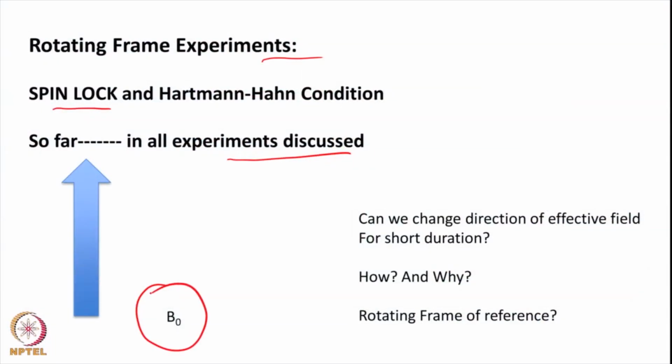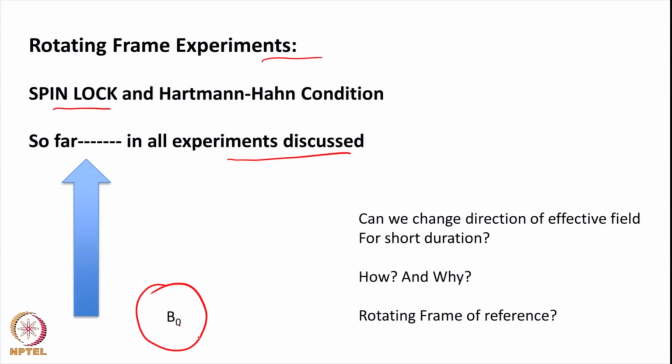So, what we have seen till now is how the spins interact with the main magnetic field, which is B0, and this interaction Hamiltonian is called the Zeeman Hamiltonian. Here B0 is in the Z direction and our spins are interacting. Because of this phenomenon we have different chemical shifts for different spins. But can we change this effective field direction for a short duration?